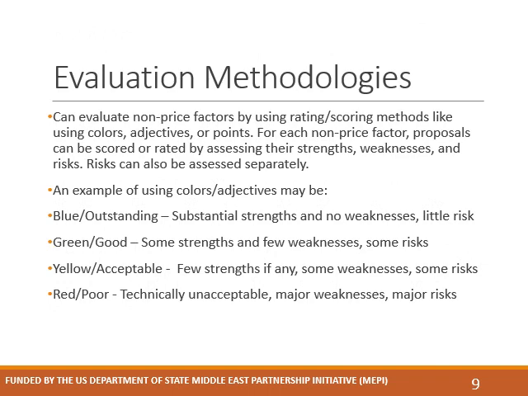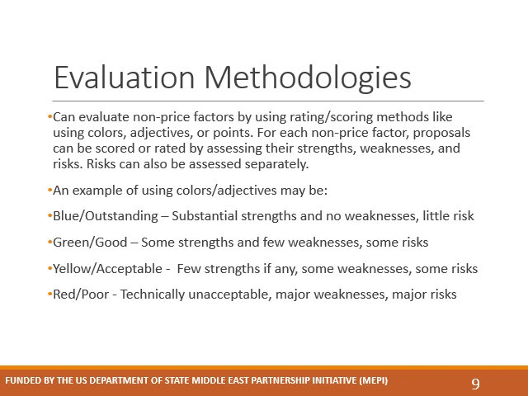Evaluation methodologies. You can evaluate non-price factors by using rating scoring methods like using colors, adjectives, or points. For each non-price factor, proposals can be scored or rated by assessing their strengths, weaknesses, and risk. Risk can also be assessed separately. An example of using colors or adjectives may be at the top, blue or outstanding, indicating the proposal or tender document. The tender has substantial strengths and no weaknesses, little risk.